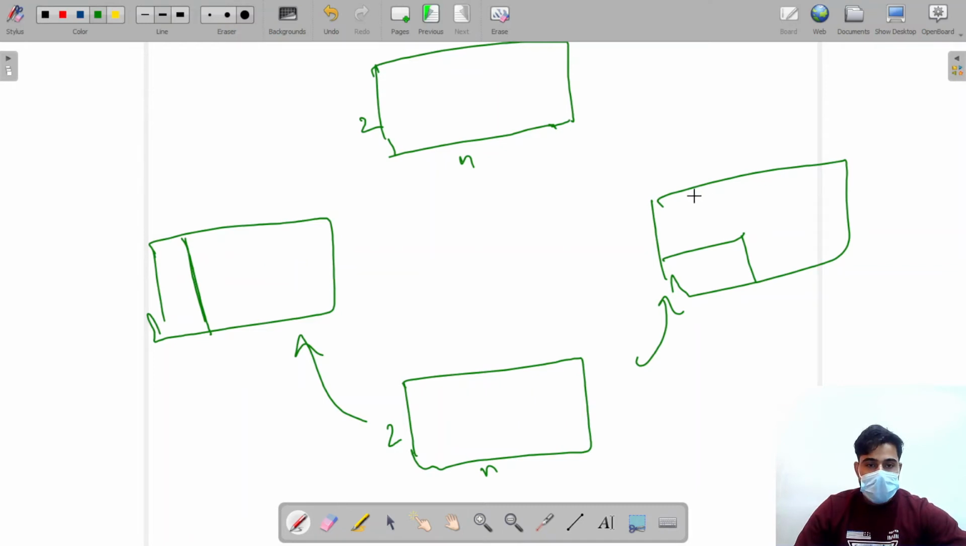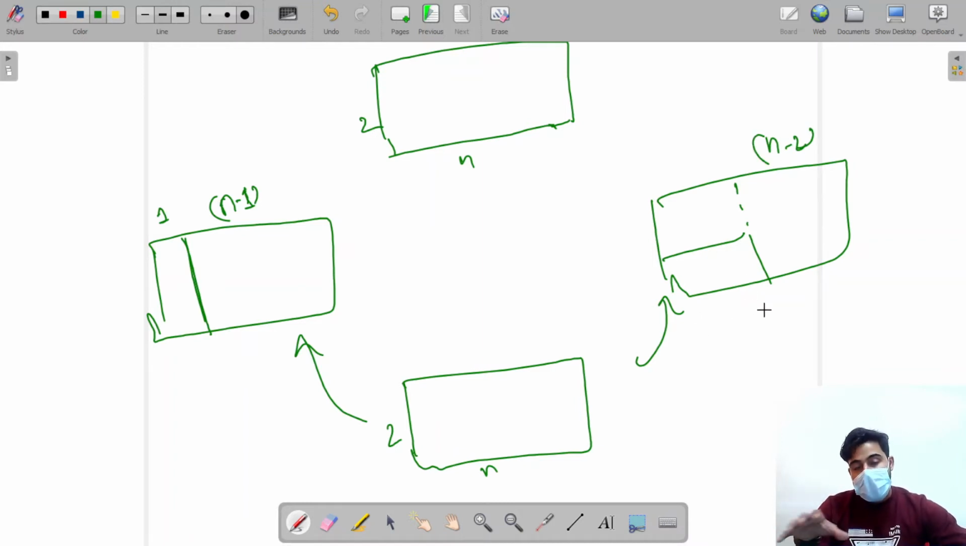Similarly, this intermediary part already knows how to tile itself. So the remaining dimension here, since the width of the tile is 1, is n minus 1. This n minus 1 part already knows how to tile itself. Similarly, here the remaining part is n minus 2, just because the width of the tile is 2 this time, since we have placed it horizontally. This n minus 2 part will already know how to tile itself.